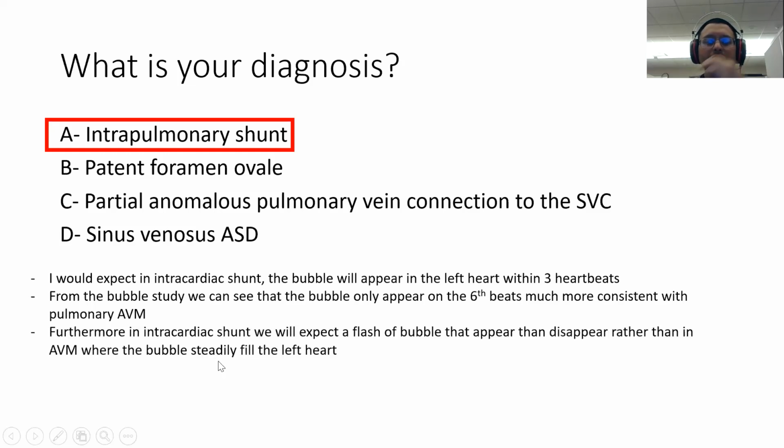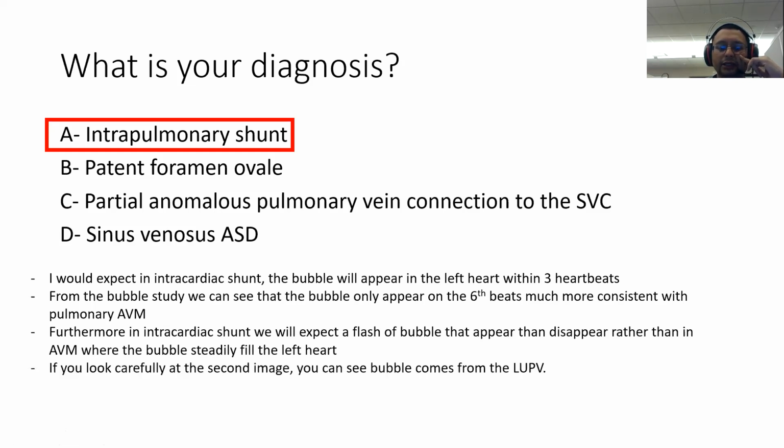Furthermore, in intracardiac shunt, we will expect a flash of bubble that appears then disappears, rather than in AVM where the bubble steadily fills the heart. If you look carefully at the second image, you can see bubble come from the left upper pulmonary vein. Sorry, left lower pulmonary vein.